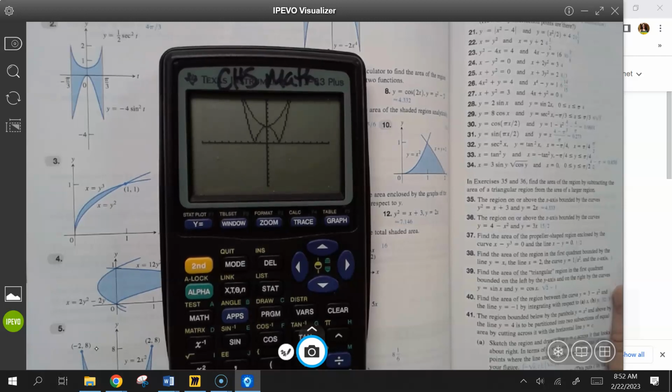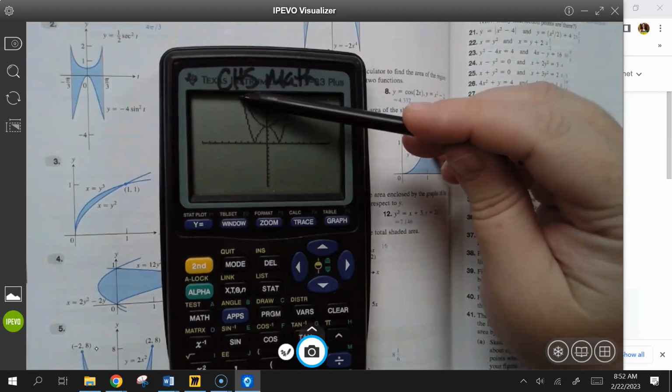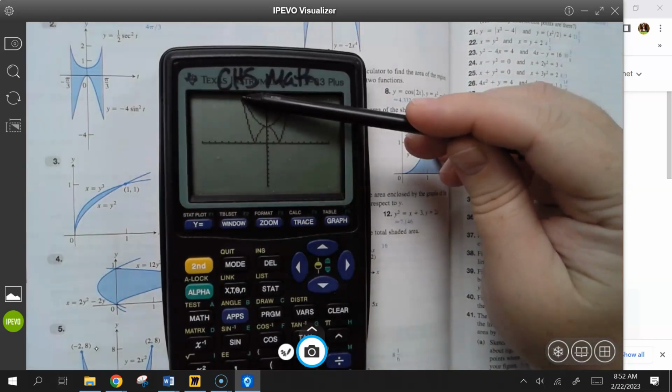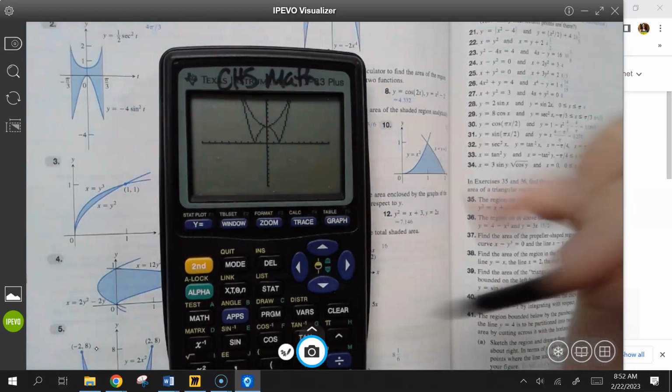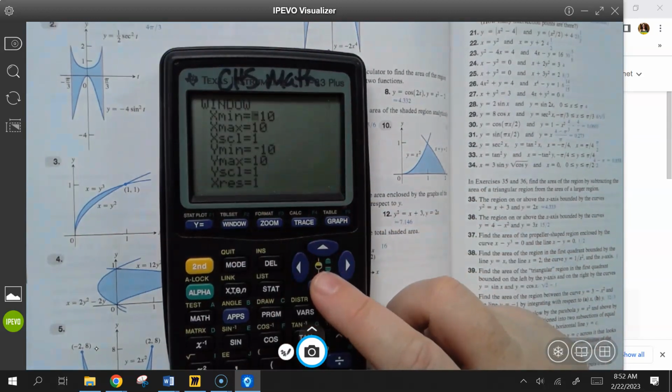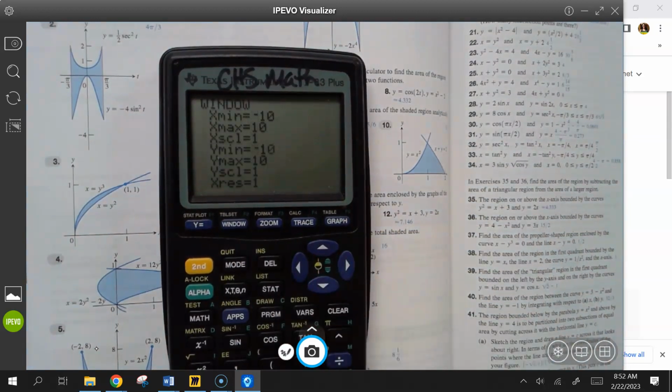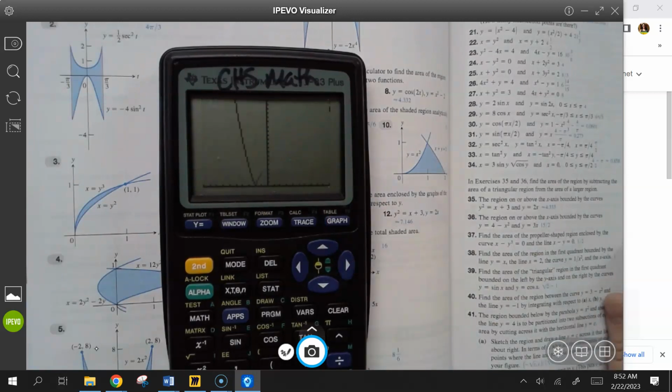I'm going to adjust my window just a bit, because what I really need to know is where they're intersecting up here, right? And I can't quite see that. So I'm going to take my window and adjust my Y. I don't need to see below the x-axis because nothing goes below it. I might take this up to 20, and let's just see what happens. Now I can see, right?